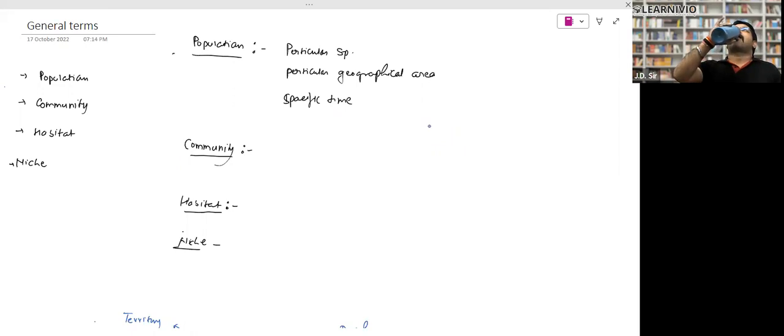The number of organisms, the number of people present in a place at a particular time. Very good. When you say human population or deer population or lion population, it means the number of individuals of a particular species present in a particular geographical area at a specific time. So let's say the population of our country in 2023 is 125 million. When you say 125 million, it means there are 125 million people living in this country, the specific geographical area, and 2023 is the specific time.